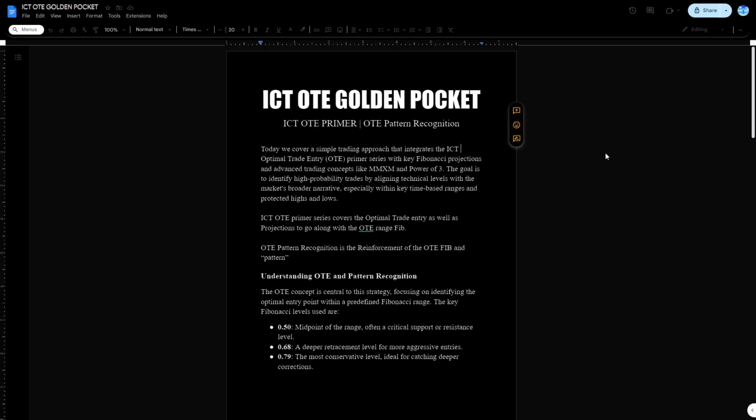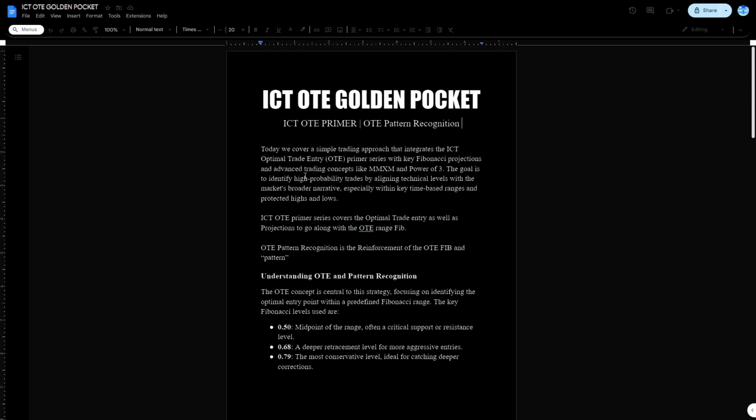Hopping over to the notes before we get into some trade examples, we have most of this information coming from the ICT OTE primer as well as the OTE pattern recognition. Of course, I have backtesting data as well for this, so it just comes on top of each other. You can use a year or 2 years of backtesting data.